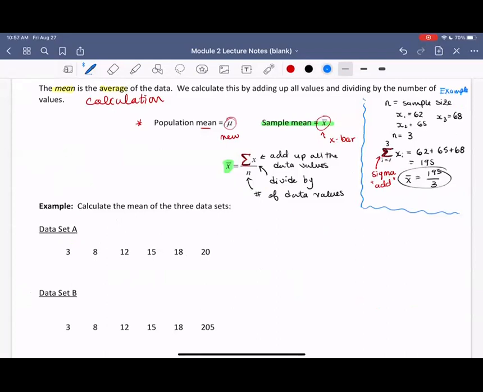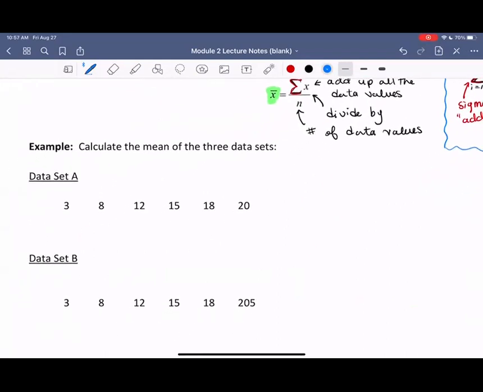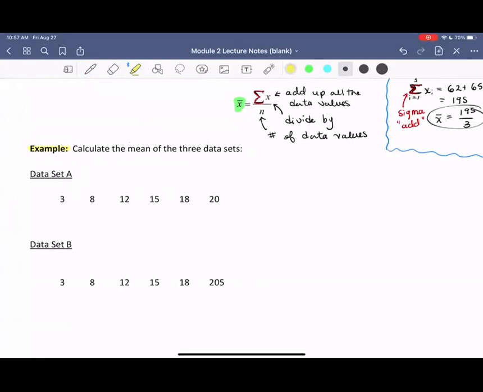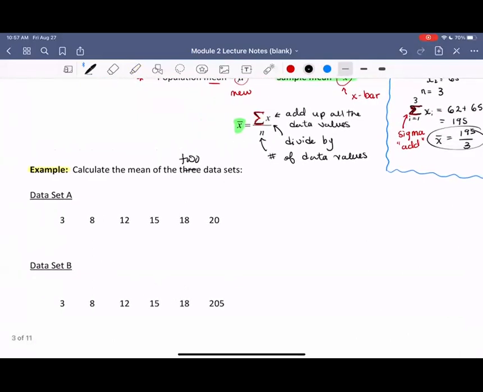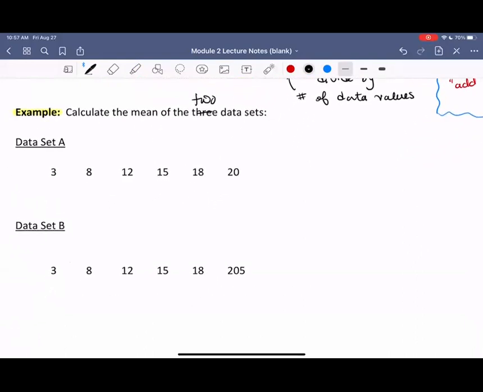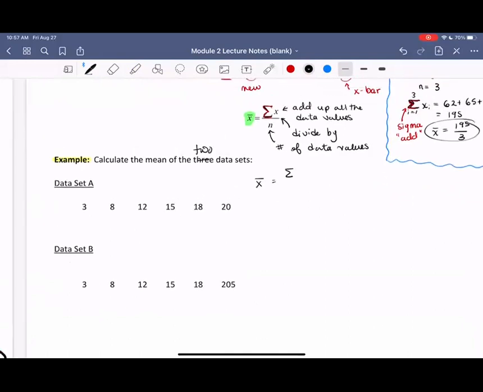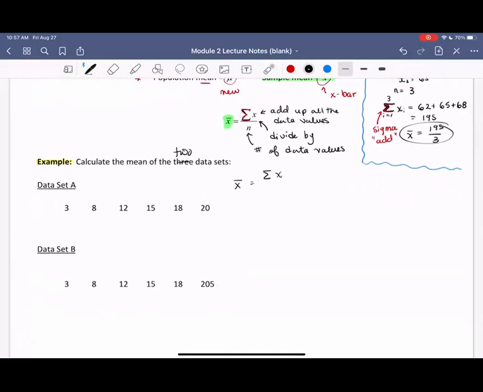On the bottom of our page here, we have 2 different data sets that we're going to take the average of. So in this example, we're going to calculate the mean of the 3 data sets. Well, it turns out we only have 2 here. So we'll calculate the mean of these 2 data sets, data set A and B. We'll do the first one together, and then I'll let you do the second one on your own, and we'll compare answers. So in this case, X bar is going to be, again, just sum up all of the X's, or all the values in our data set, and divide by the total number of numbers in our data set, or the sample size.